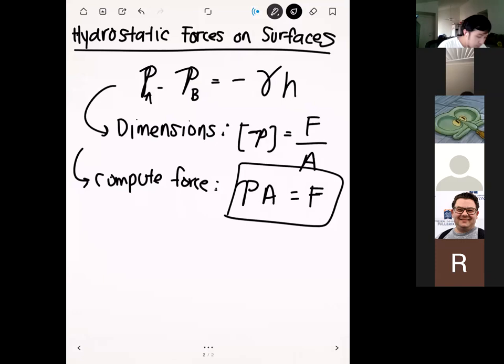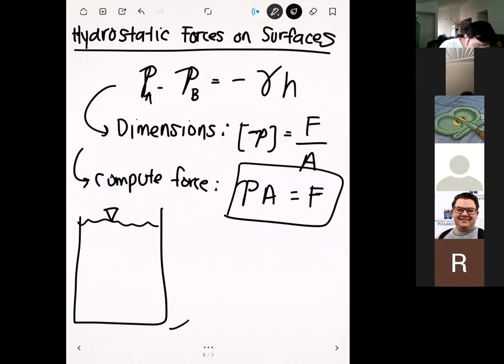Okay. And so let's start with a very simple example. So let me draw a tank of water here. And so we have the free surface here, right? And so let's consider just the bottom surface of the tank. Okay. And so at the bottom surface, we know that we have some pressure, okay? And so let's say that we've computed this pressure based on what we know about the fluid itself, and we know the height, right? And since the bottom of this tank is a horizontal surface, the pressure is going to be uniform across the entire bottom surface. Okay.